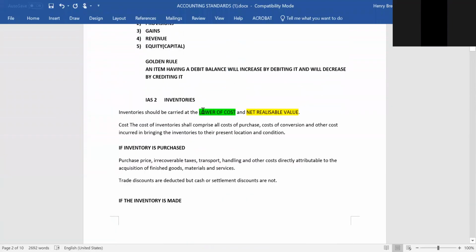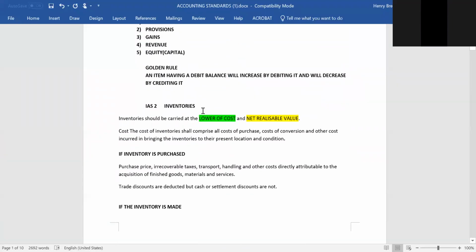Now, we have talked about the measurement aspect of IAS 2. As you can see, we have not talked about the recognition. Inventory is what? A current asset, and it is an asset.